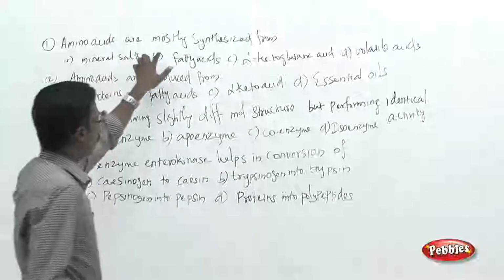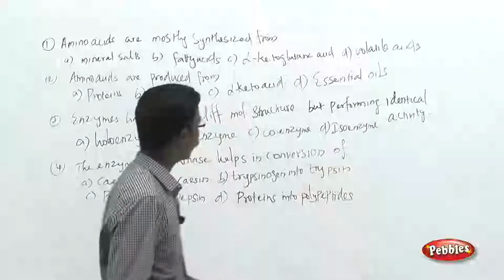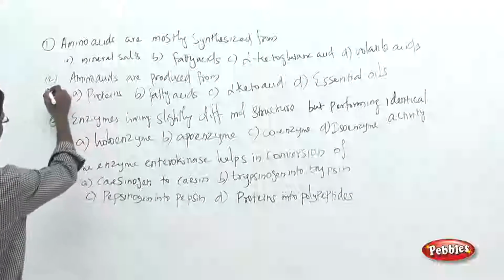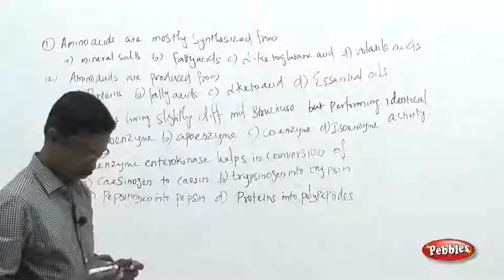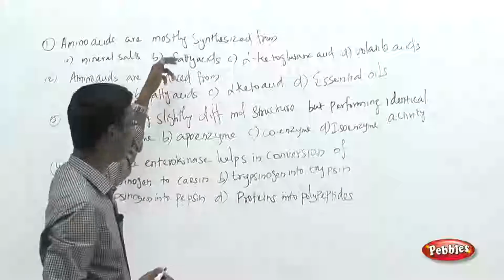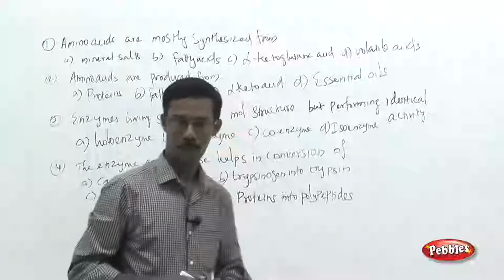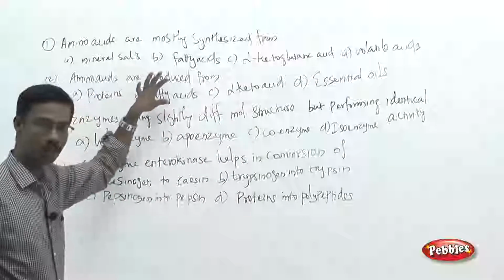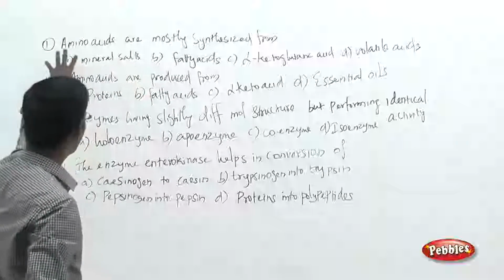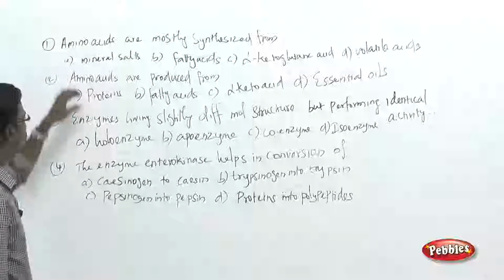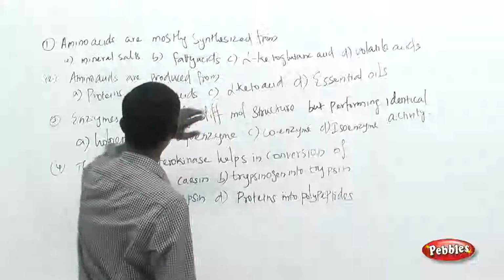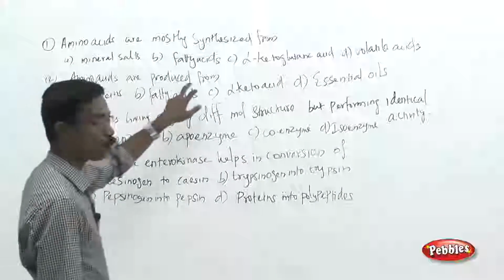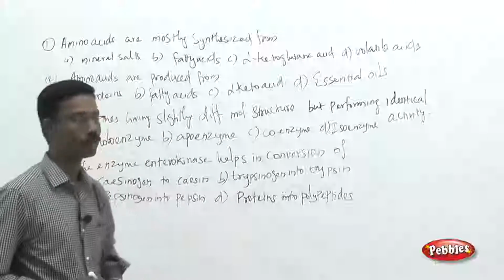Amino acids are mostly synthesized from... Just compare this question with the second question: amino acids are produced from. For your kind information, both questions were asked in the same year, NEET 1992, I think. So you can easily distinguish these two questions. You have to differentiate these questions.